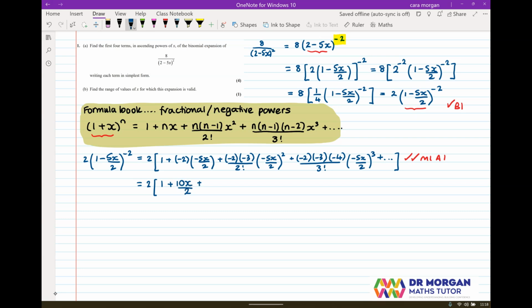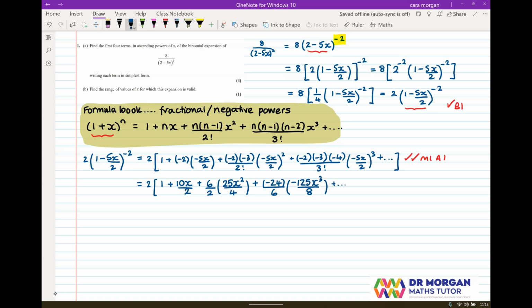And then I'm going to have add negative 2 times negative 3 is 6. 2 factorial is 2. And I'm not going to simplify all of that yet. I'm just doing it step by step. 25x squared over 4. Add 2 times 3 is 6 times 4 is 24. So that's going to be negative 24 over 3 factorial, which is 6. And in brackets, I'm going to have negative 125x cubed over 8.